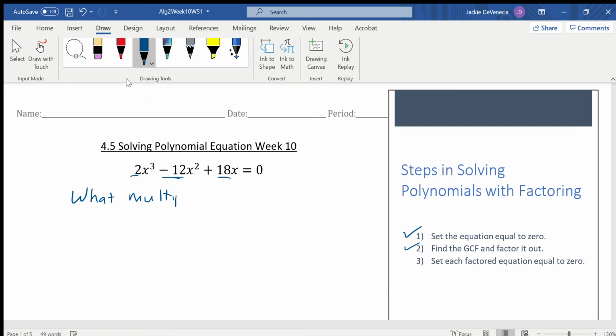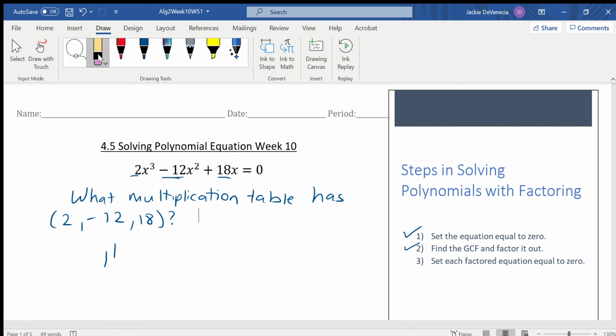table, so like your 2 times tables, 3 times tables, all those tables that you've learned in middle school and elementary school, has a 2, a negative 12, and a positive 18. So if we think back, I know there's an 18 in the 6 times table. 12 and 18 show up in the 3 times tables. And they also show up in the 2 times tables and the 1 times tables.